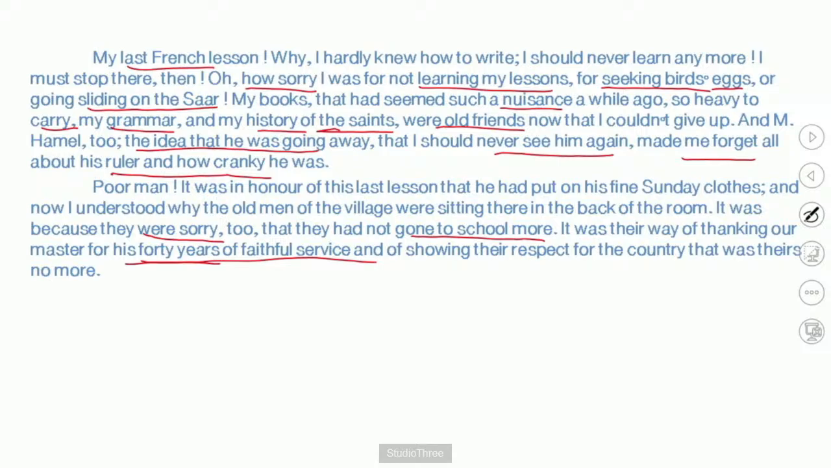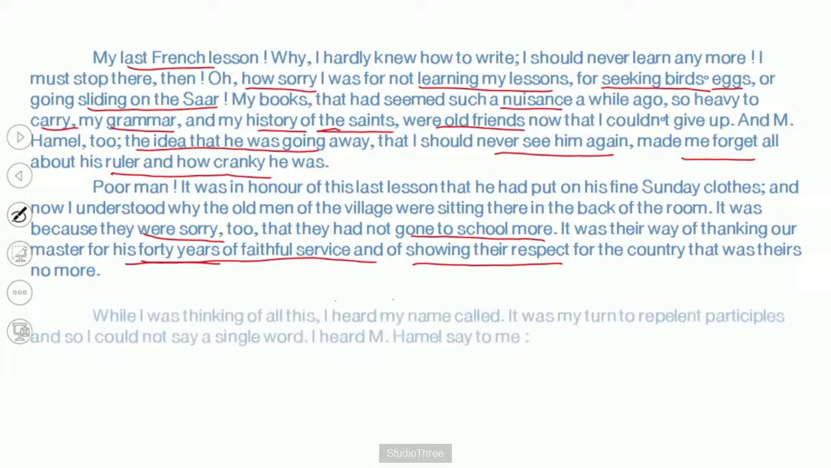They use their faith and service, their gratitude and their respect for the country. And even he is teaching us the French language.